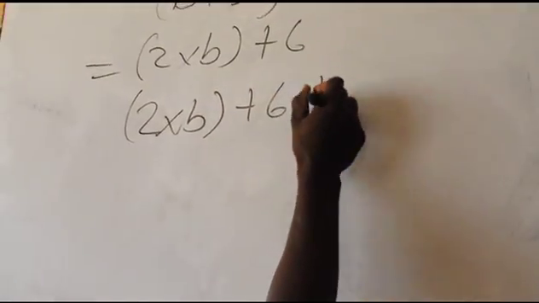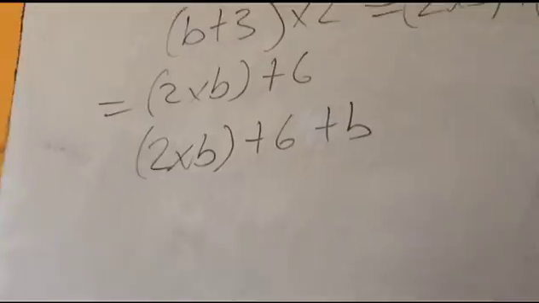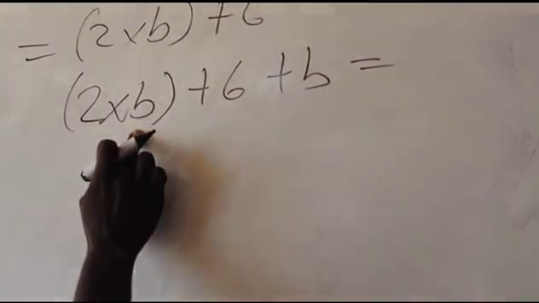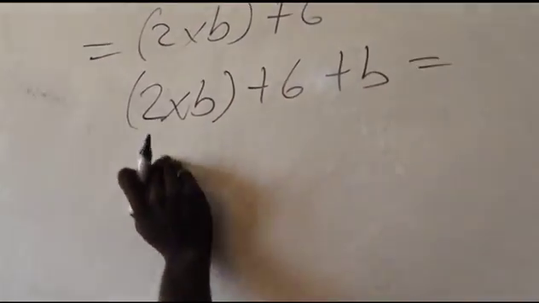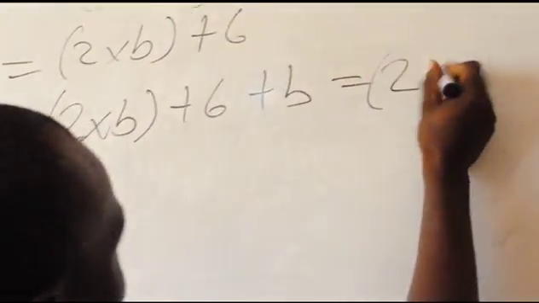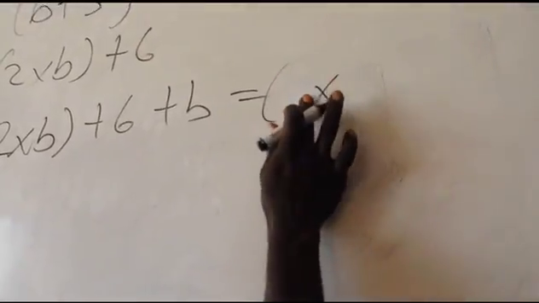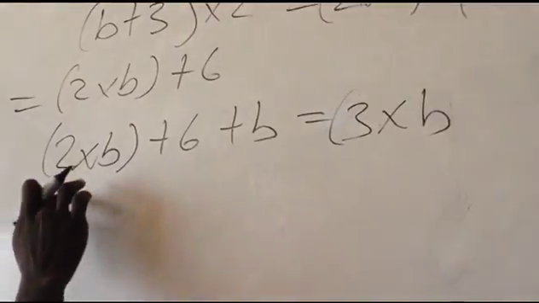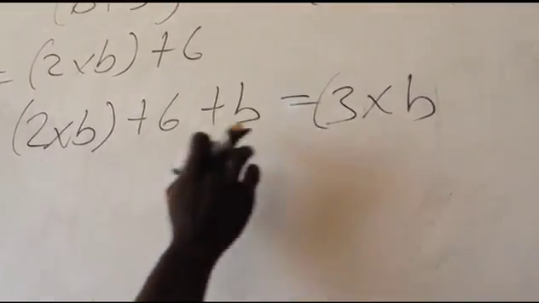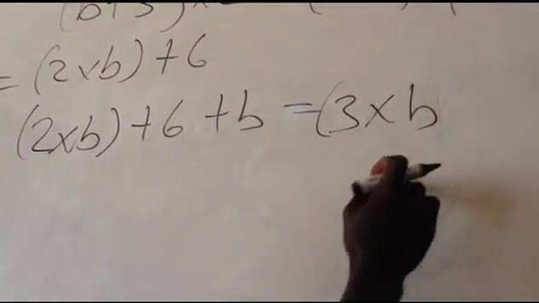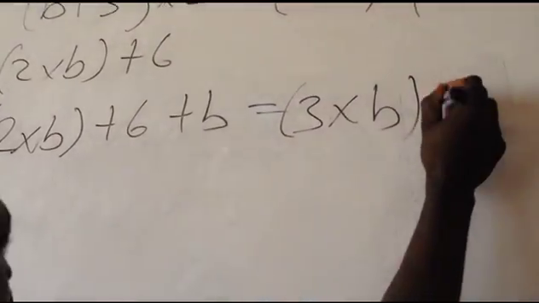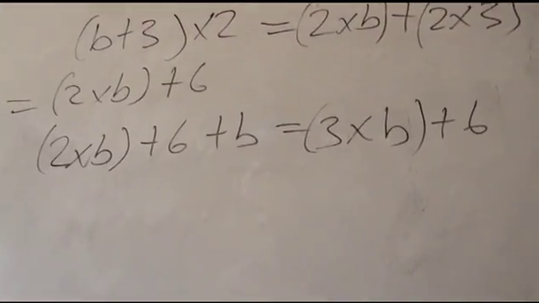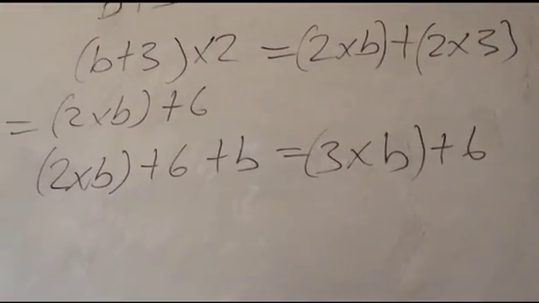plus 6 plus b. And that will be equal to, because if you look now, you see that we have b here and we have b here. So we carry this to the right hand. So that will be equal to 3 times b. Because 2 times b is 2b. 2b plus b is 3b. And 3b is 3 times b. So plus 6. And the next thing, they say divide the result by 3.